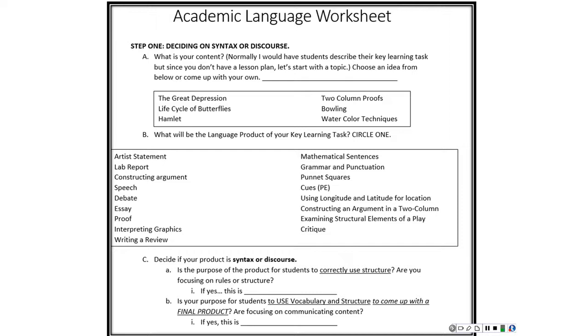Okay, great. Now, within the context of that content that you've just come up with, think about a language product that would fit. Look at these, or look at the ones that are in your packet, and think of a language product that would fit for that content, and circle one, or write one.